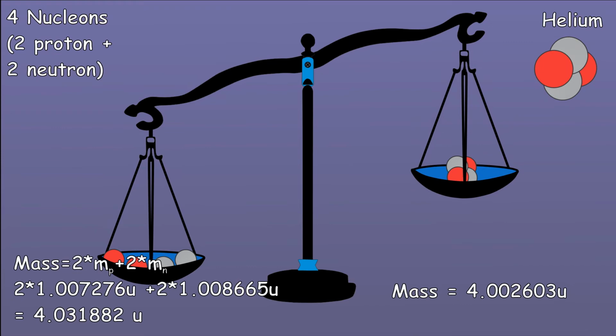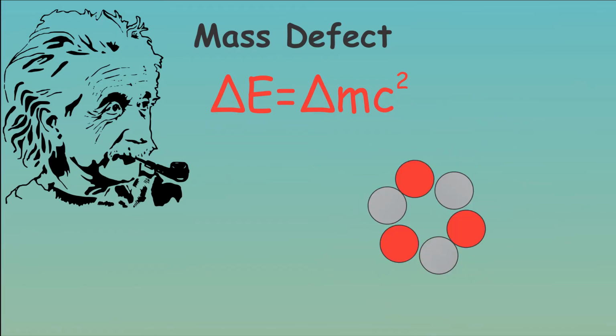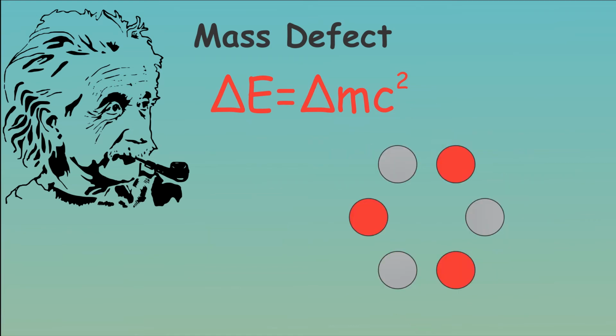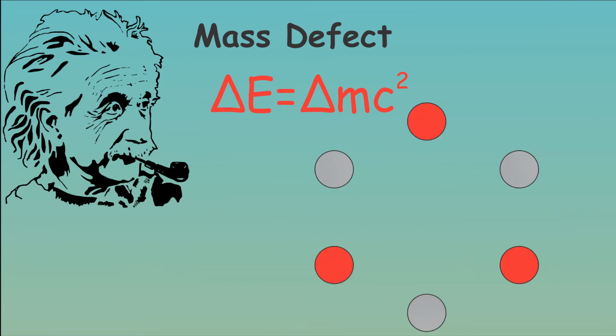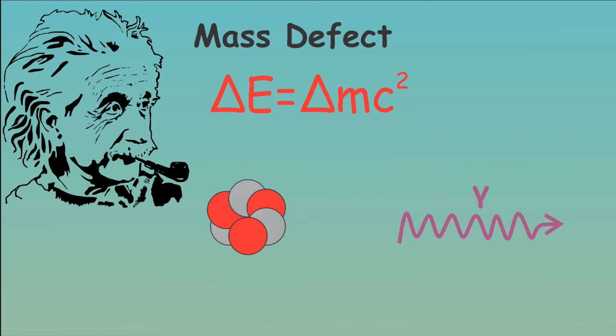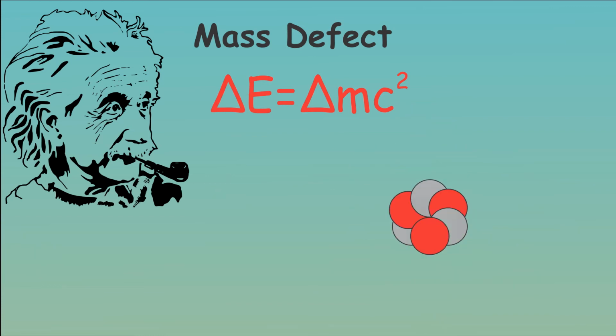How is that even possible? And where has the mass gone? This missing mass is known as the mass defect, and according to Einstein's famous equation E = mc², we get the energy from the missing mass that was released when the atom core, the nucleus, was formed. The energy is released in the form of radiation and kinetic energy of the core.